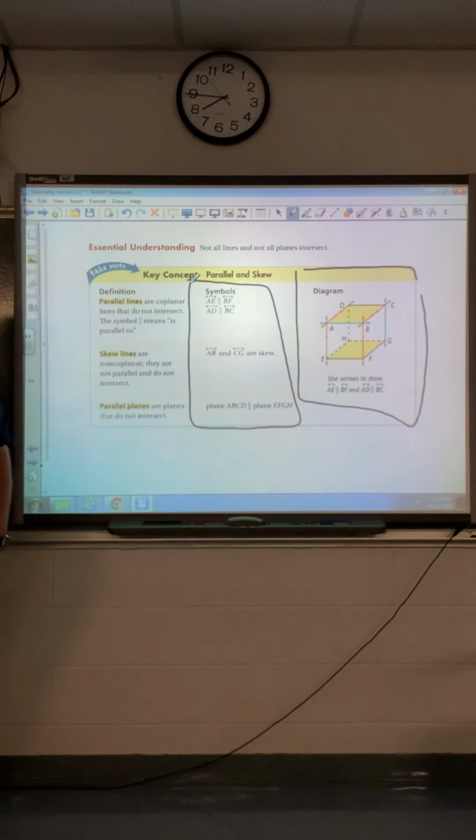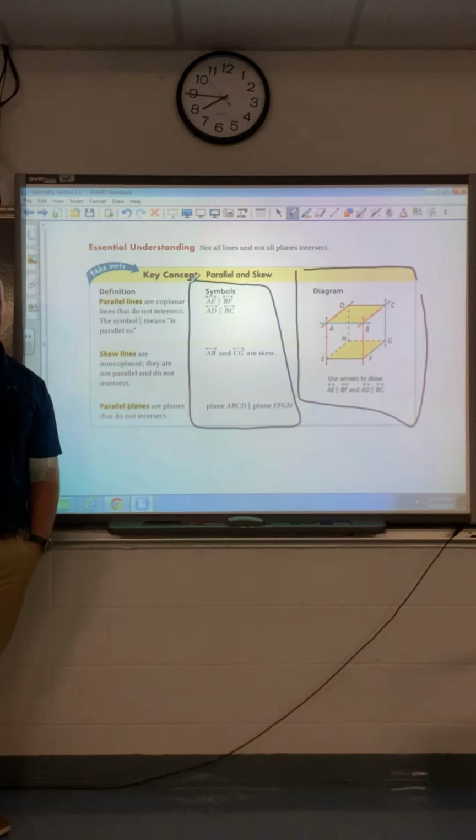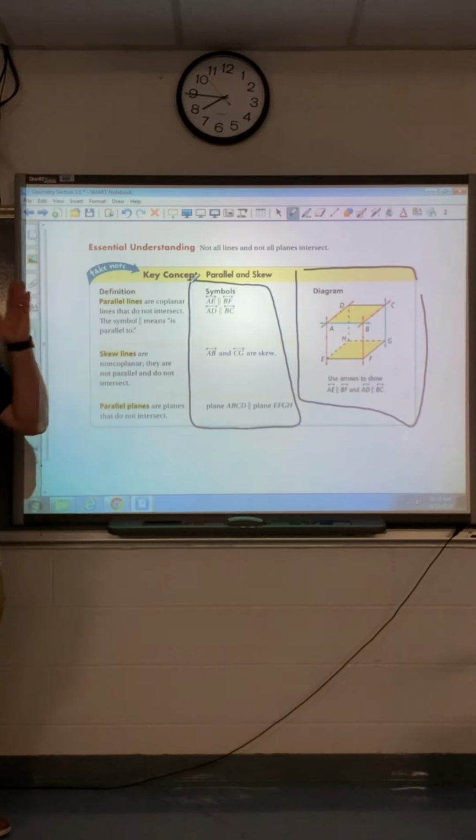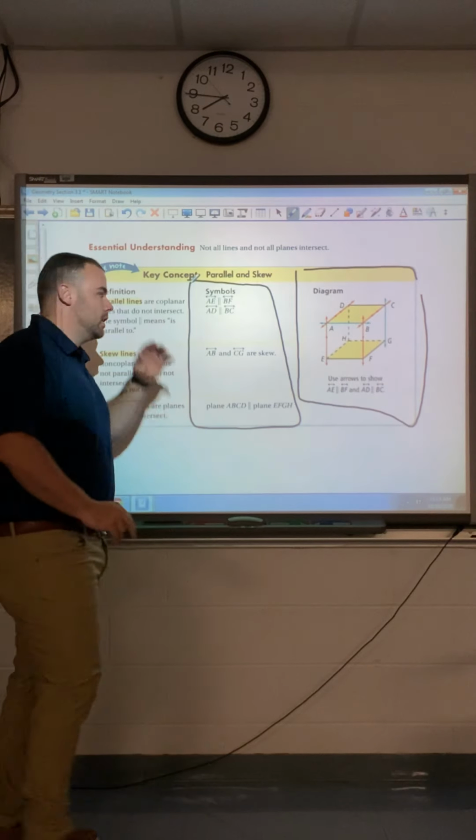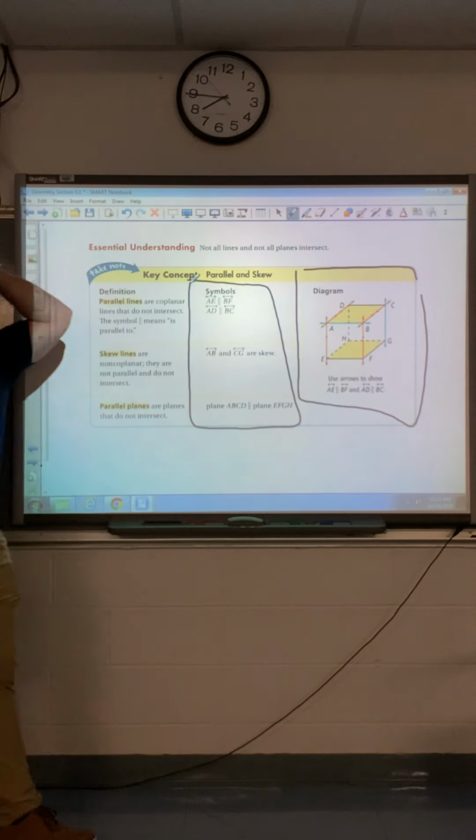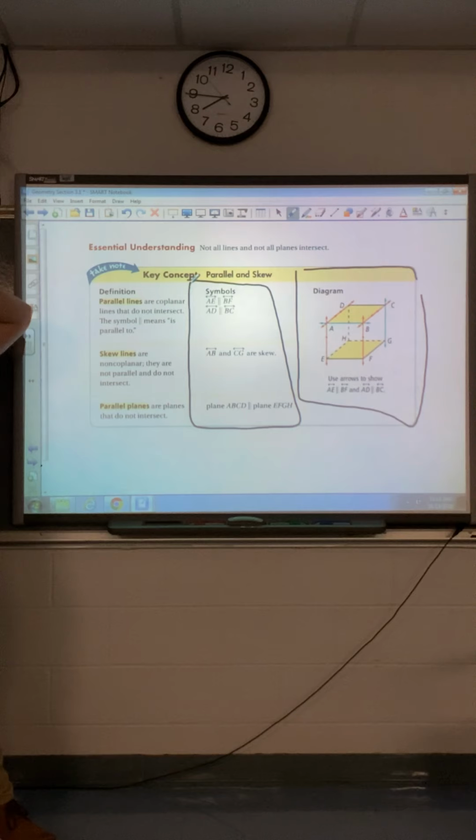What's parallel mean, Darren? Not allowed to touch each other. They go forever and ever, right beside each other, but they never cross, right? If they cross, they're intersecting.